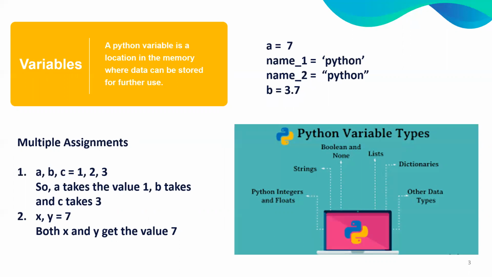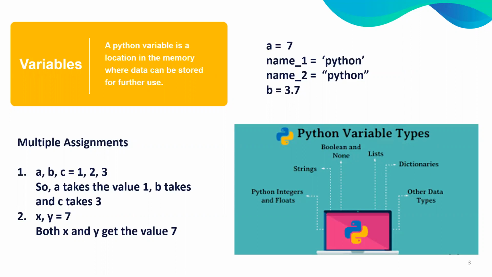Let's now look at a few examples. On your top right corner, a is a variable that stores the integer value 7. name_1 and name_2 are the same irrespective of the single and double quotes. They store the same string value, that is Python. b is another variable storing floating point value, that is 3.7.